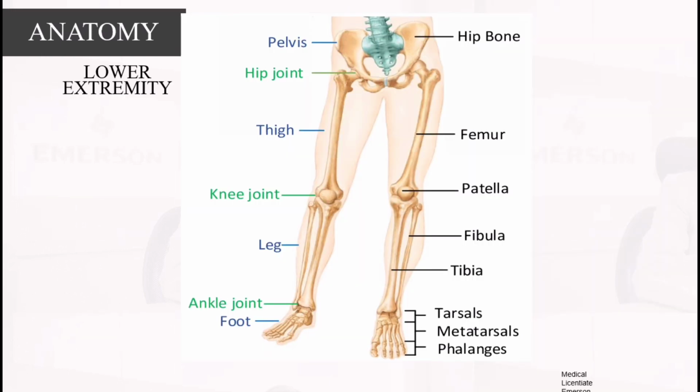Then the lower limb, the lower extremity. On this side, we have the hip joint, the pelvis, the thigh, the knee joint, the leg, the ankle, the foot, and the ankle joint. But on this side, we have the femur, patella, fibula, tibia, and the tarsals, metatarsals, and the phalanges.